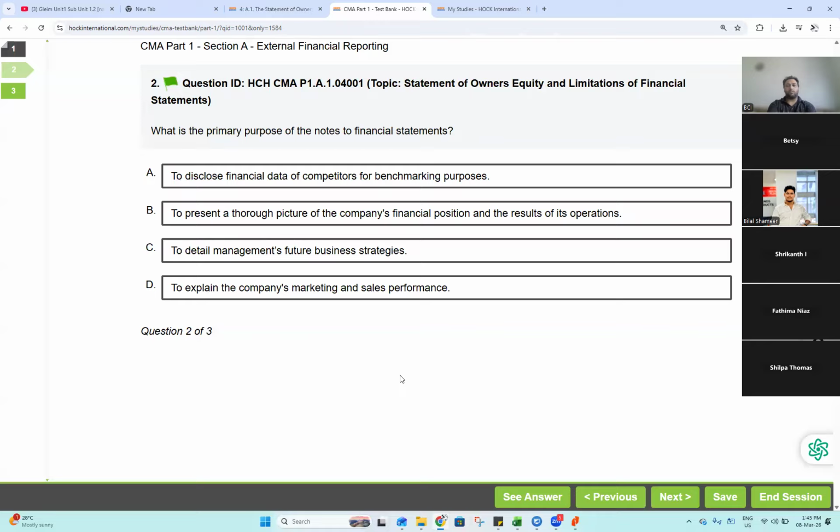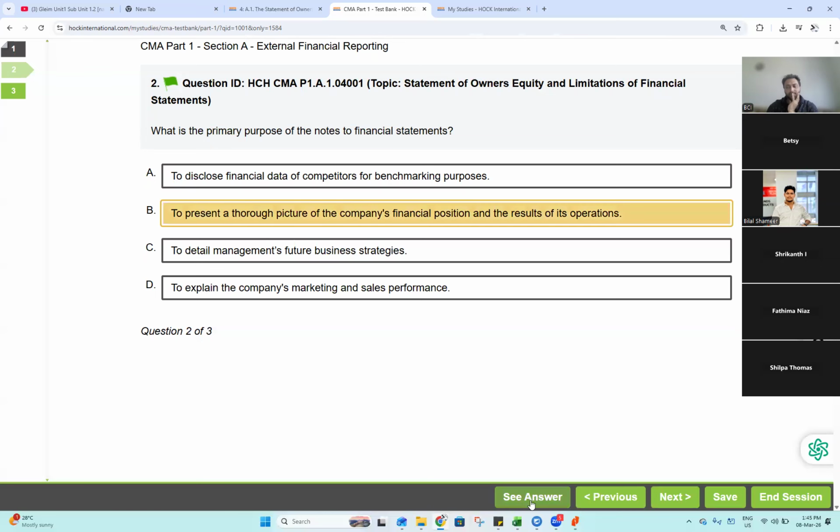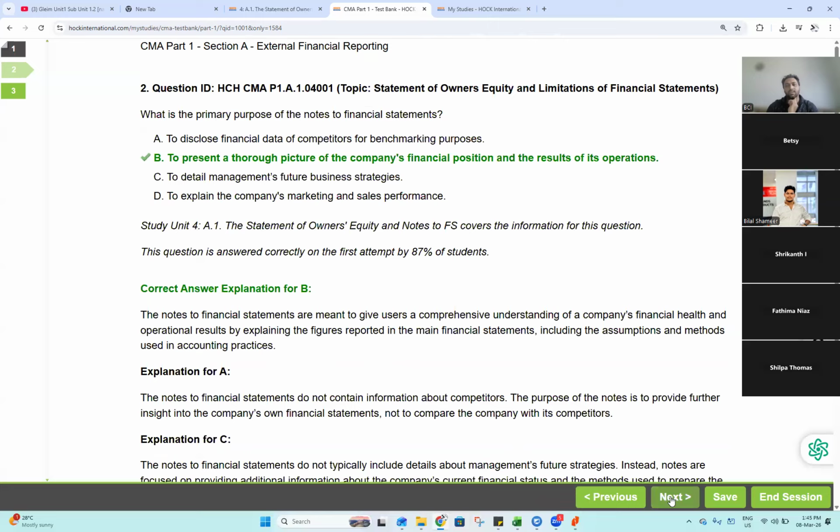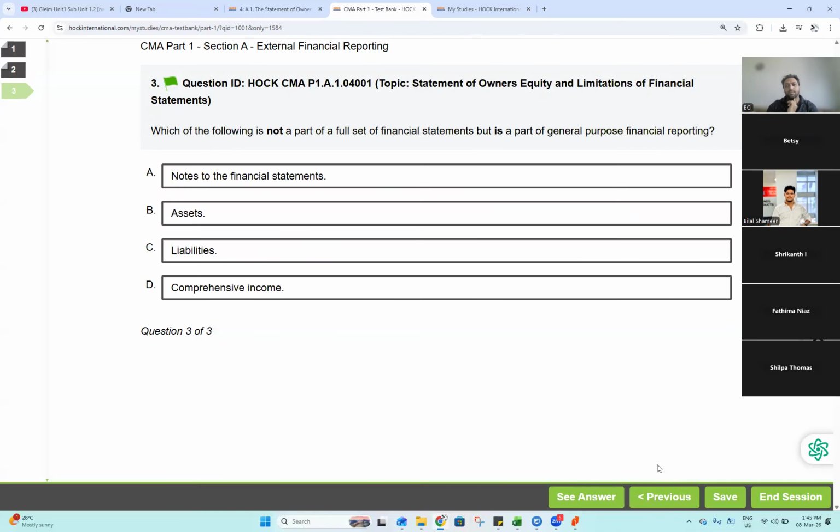Primary purpose of the notes to financial statement. B. It will be B, right? B. Correct. Yep.